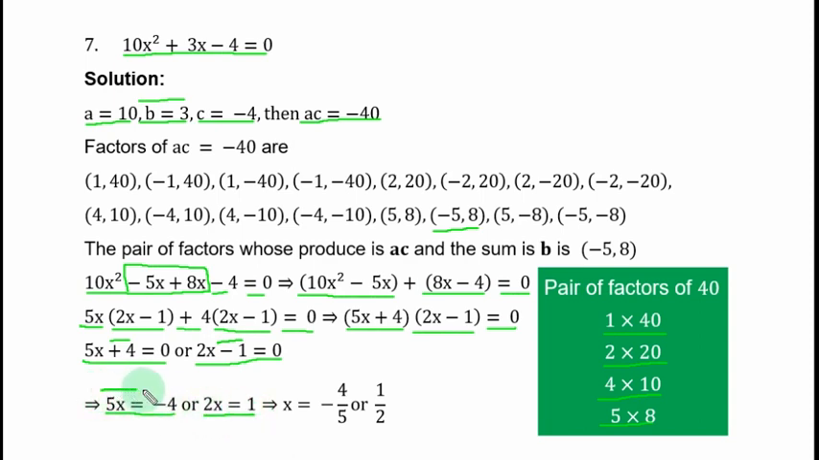in this linear equation by 5. So you have s equal to minus 4 over 5. You divide both sides here by 2 and you have 1 over 2. Therefore, s is equal to minus 4 over 5 or 1 over 2. Are you there?